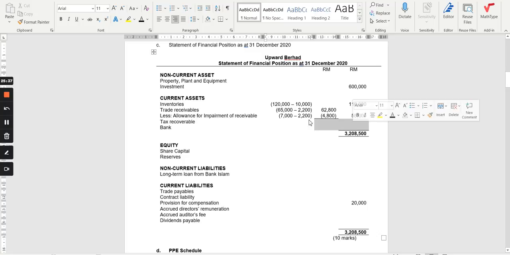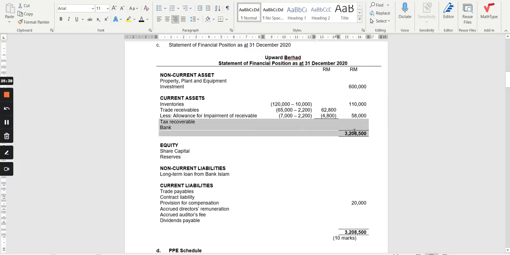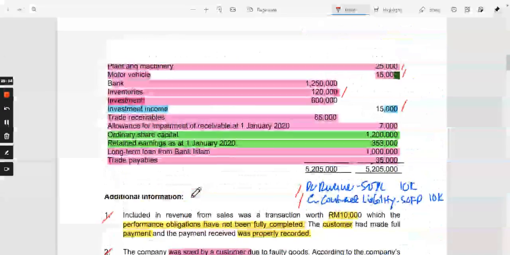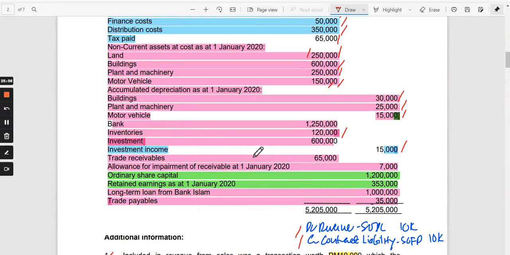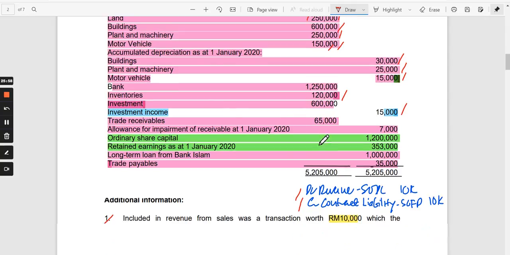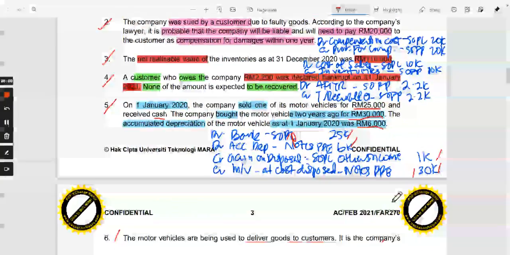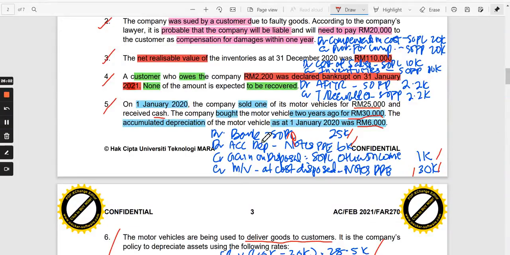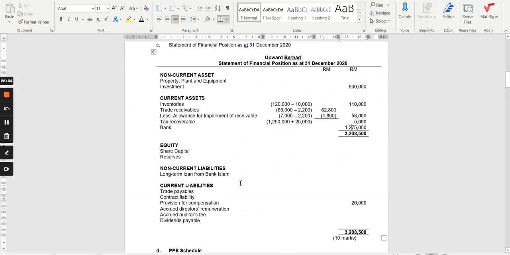The tax recoverable, yes, was 5,000, and the bank balance 1275 here is as a result of, if you have the bank balance 1250, but you need to add up the 25,000 proceed from the disposal. So we will do the working here now.